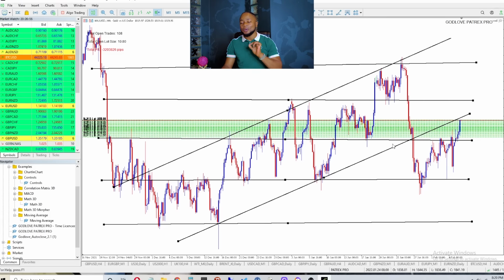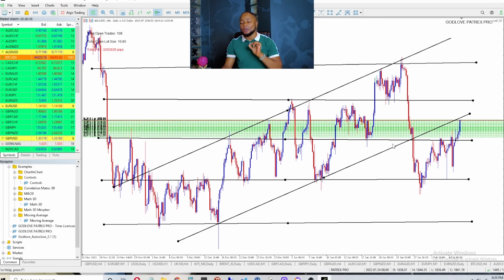So I use a very small lot size, because I know at the end of the day I'm going to be having many trades. If I'm using bigger lot sizes, remember, it's going to blow out my account, or the margin might not be able to support all the trades. I was having a $7,000 account, and you guys can see I'm using 0.1, a micro lot. Normally, I was supposed to be using something like 0.7, but I'm even using 0.1 because I know I'm going to be having many trades. All right.